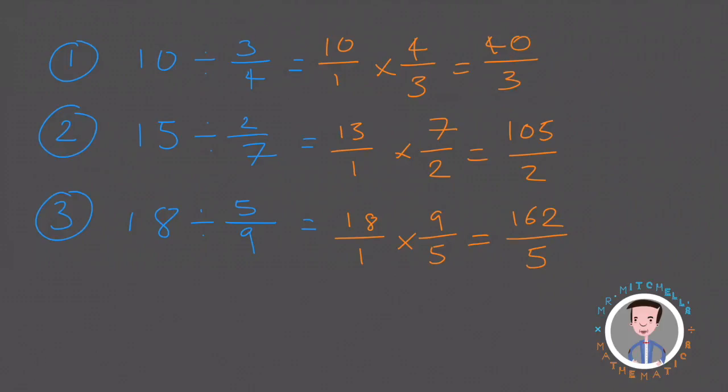All of these you can simplify into mixed numbers if you want to, though you don't necessarily need to. This is 13 and 1/3. This is 52.5. This is 32 and 2/5.